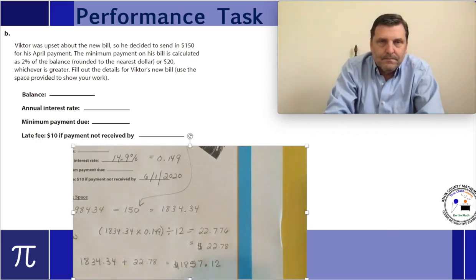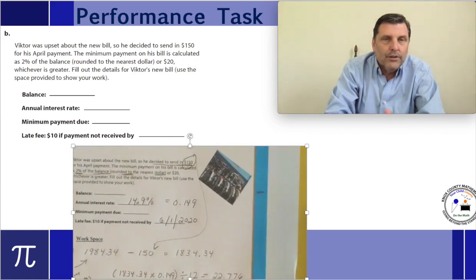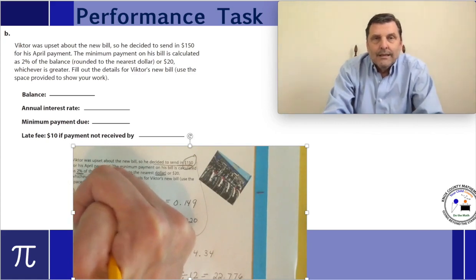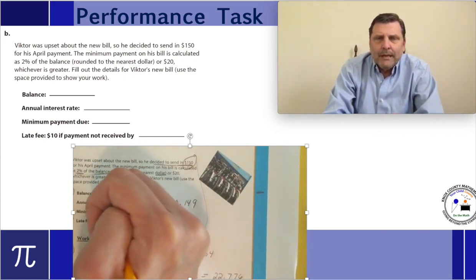$1,857.12. That's our part one. So now we can fill out what his new balance is going to be starting for the next month. But what about the minimum payment due?